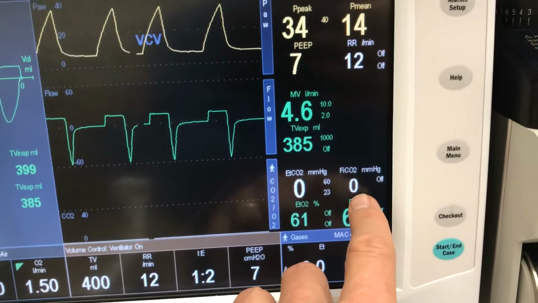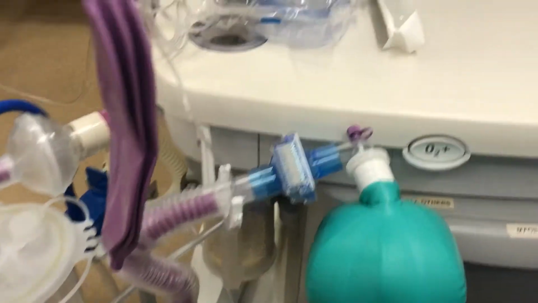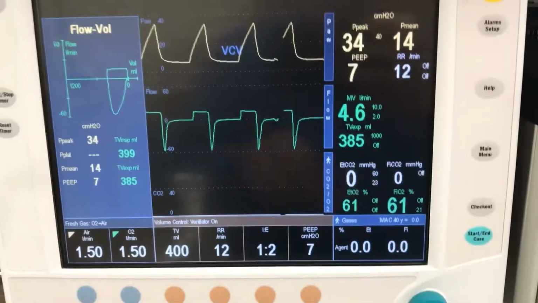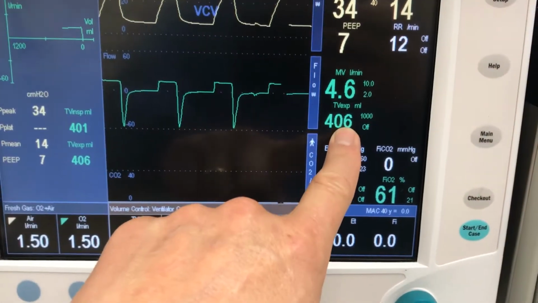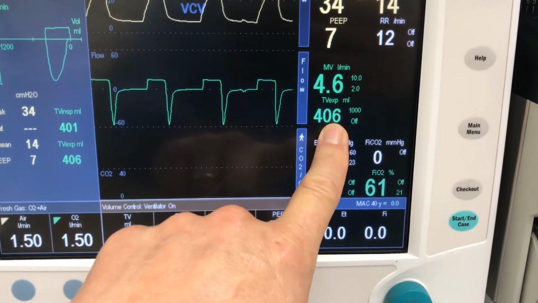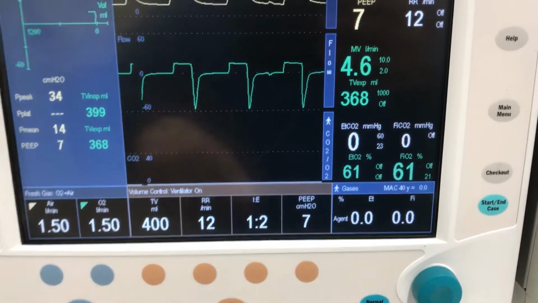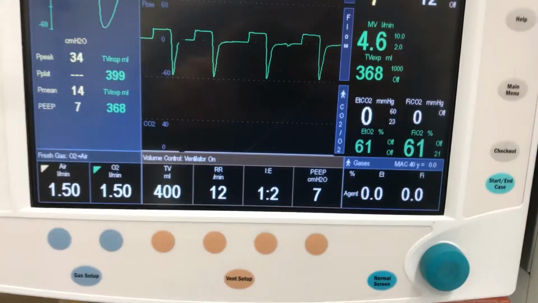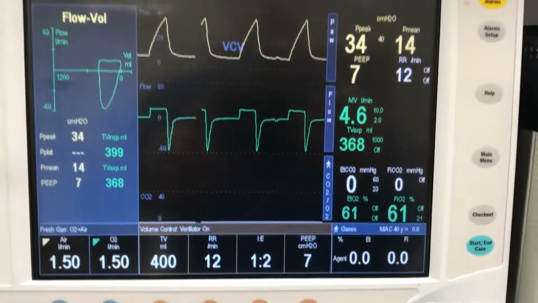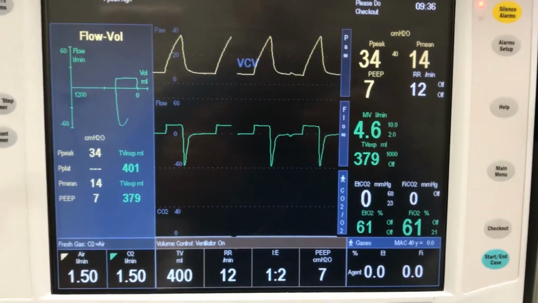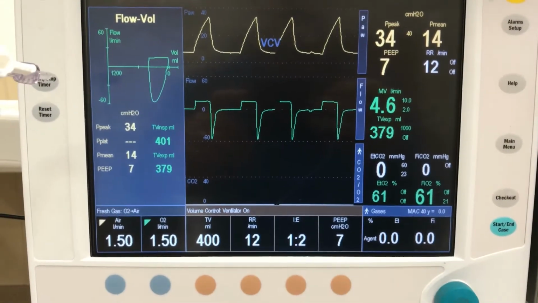Also, if we start getting inspired CO2, that means it's time to change our soda lime, and we'll have more of those available. It is a volume compensated ventilator, so it should adjust to some degree the ventilation based on the patient's compliance. Just kind of orienting you to the rest of the screen.